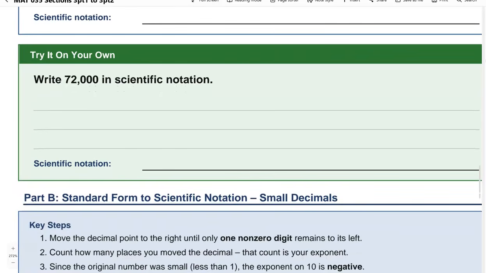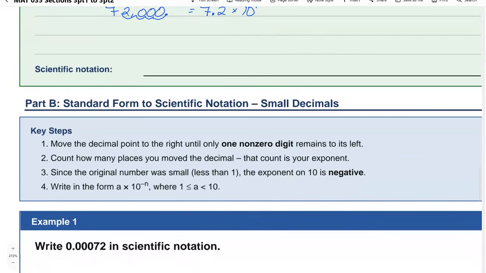You may want to pause the video and try to write 72,000 in scientific notation. 72,000 is going to work the same way. We're going to start at the end. The decimal is understood to be at the end. We're going to move 1, 2, 3, 4 times. So this is going to be 7.2, and it's always going to be times 10 to some power. You've got to figure out how many times you moved the decimal. We moved it 4 times, so it's going to be 7.2 times 10 to the 4th.